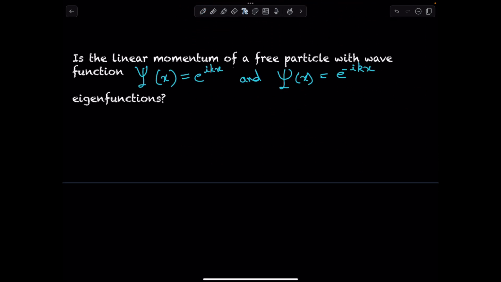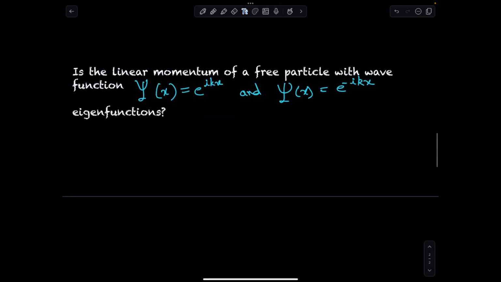Is the linear momentum of a free particle with wave functions xi of x equals e power ikx and xi of x equals e power minus ikx an eigenfunction? The linear momentum operator is defined by minus i h cross d by dx.